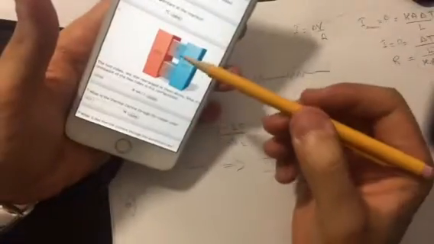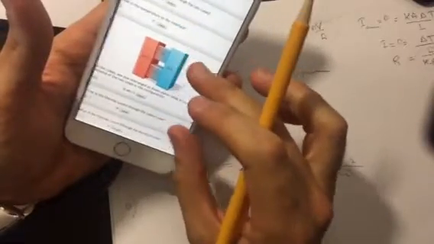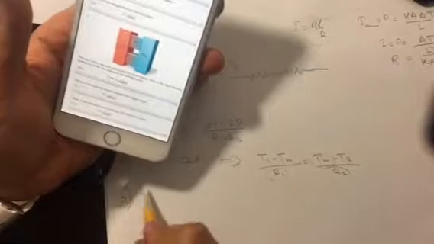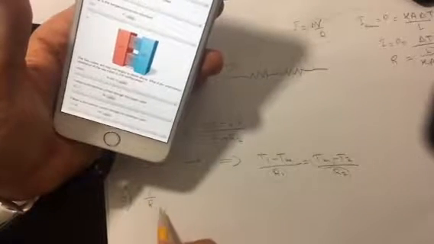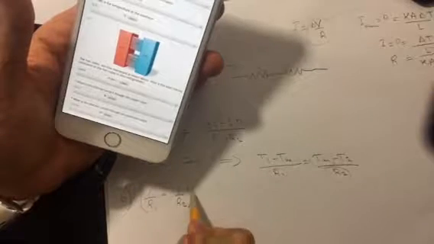Number 6, now we have them in parallel. They're asking what's the total thermal resistance of the two cubes. So we just do 1 divided by R1 plus 1 divided by R2, and then take the inverse of that.